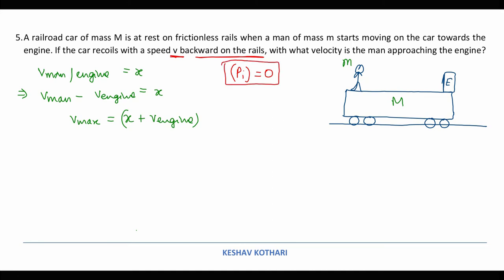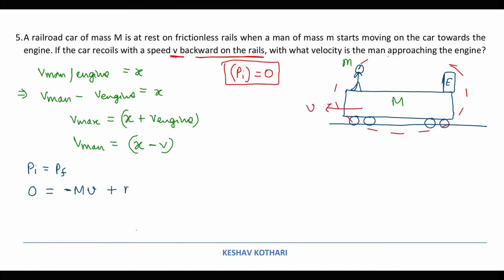Now as the system starts recoiling, the engine is moving with a speed v with respect to ground in the backward direction. So over here in this expression I can say that the velocity of man can be written as x minus v, and hence I can say that P initial is equal to P final. So if I write the final momentum of the system, then we have the mass of the railroad car as capital M, which is moving with a speed v in the backward direction, so we are using a negative sign, followed by mass of the man m, and the velocity of the man is equal to x minus v.